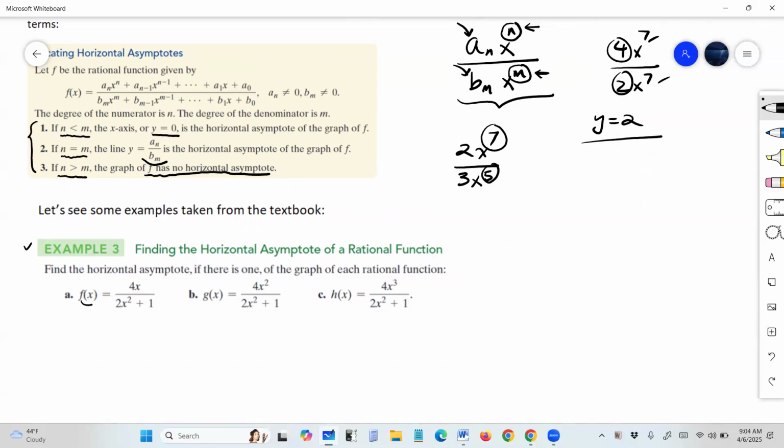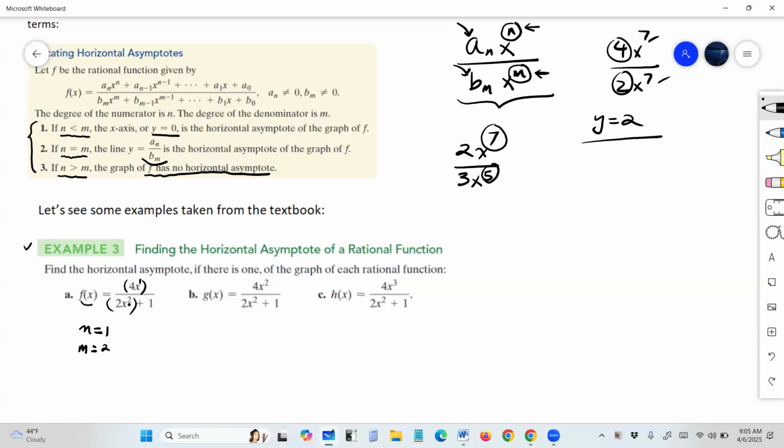Case A, here's the function. And notice that in both scenarios, both polynomials are fully expanded. So I'm only required to check the leading term of the numerator, leading term of the denominator. Now, what is n in this case? N is the exponent of the leading term of the numerator, which is 1. What is m? M is the exponent of the leading term of the denominator, which is 2. This one right here. Okay.